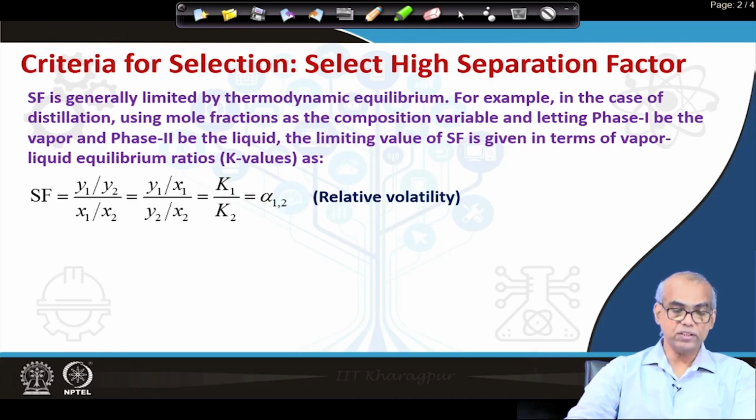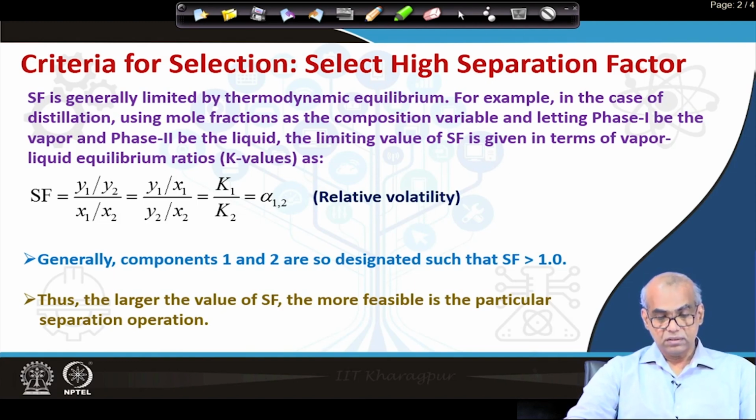So, y1 is the mole fraction of species 1 in the vapor phase, y2 is the mole fraction of species 2 in the vapor phase. Similarly, x1 and x2 represent mole fractions of species 1 and 2 respectively in the liquid phase. Note that this ratio can be expressed as K1 by K2, which are K values, and K1 by K2 is nothing but relative volatility.